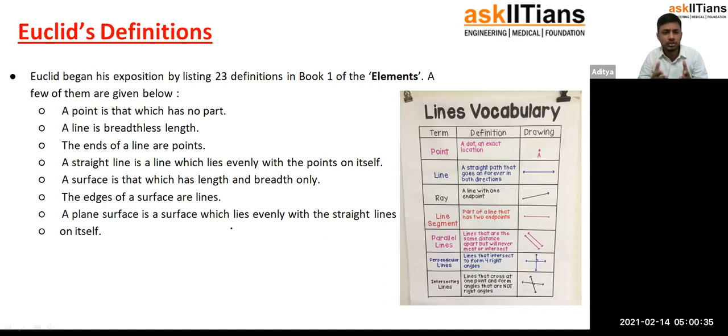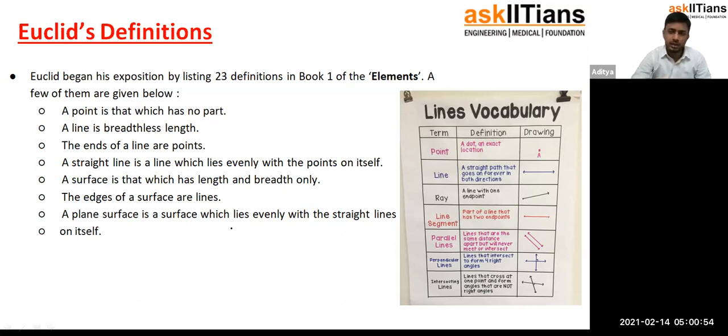So the very first definition he gave was: what is a point? First of all, a point is that which has no part. Look, he was actually a Greek mathematician, so all of these are just translations into the English language from Greek, right? So a point is that which has no part.